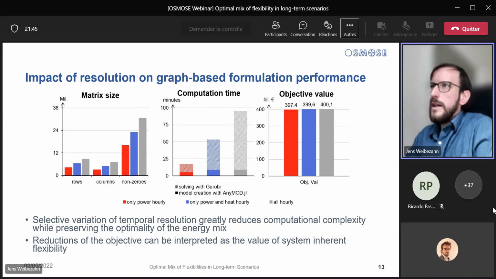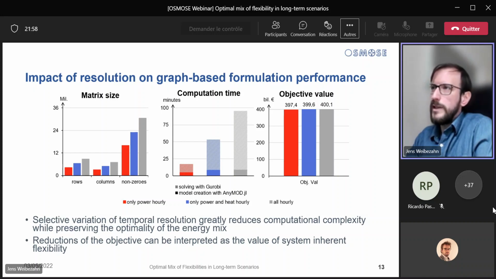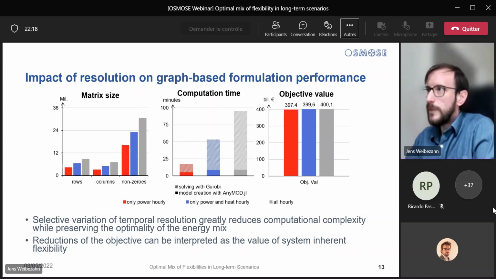Looking at the impact of what has been done here in this model, you can see that the problem size in terms of the matrix that comes here from the different concrete instances of this model can be significantly reduced, and this has an impact on the computation time. So you can see here in gray if all the three systems are modeled hourly, and in red if only the power system is modeled hourly, while we have the gas and heating system on a below hourly level. Then you can see that the computation time goes significantly down.